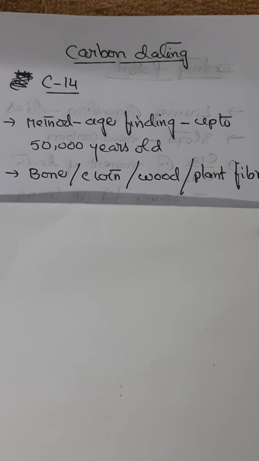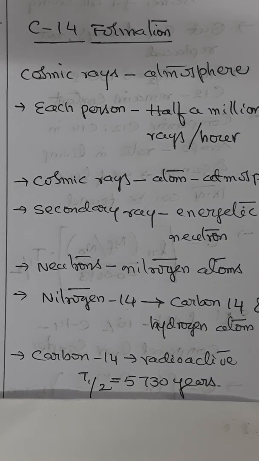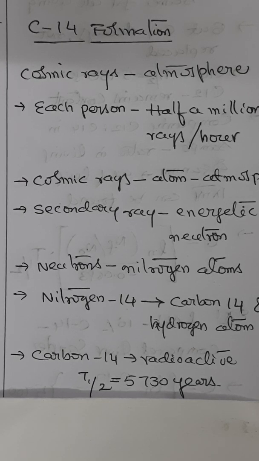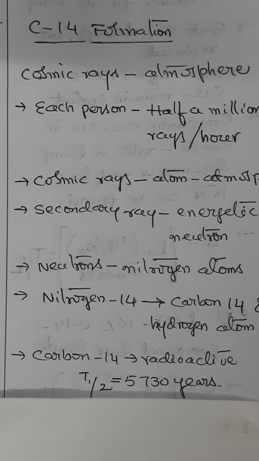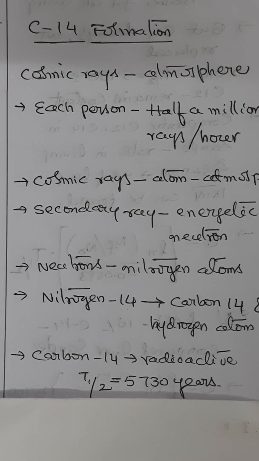Now this dating technique is used for bone, for cloth, for wood, and even for plant fibers that existed in the relatively recent past. Now how this carbon 14 formation takes place, let us understand. Generally, when you look at the formation of carbon 14, an interesting feature can be understood. Every day, cosmic rays enter the Earth's atmosphere in very large numbers. For example, every person is hit by about 500,000 cosmic rays every hour.